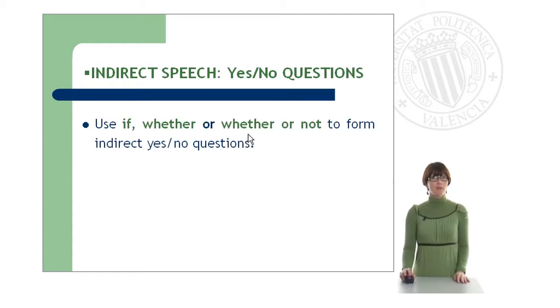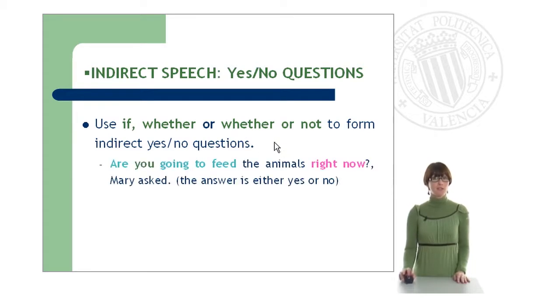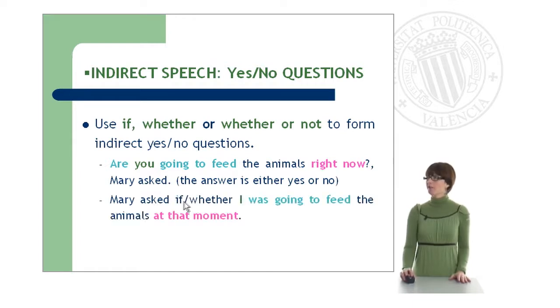Use if, whether or not to form indirect yes or no questions. Let's have a look at the example on the screen. Are you going to feed the animals right now? Mary asked. In this case, we have a yes or no question because the answer is a yes or no. So, if we want to transform this into indirect reported speech, this is the resulting clause. Mary asked if or whether I was going to feed the animals at that moment.